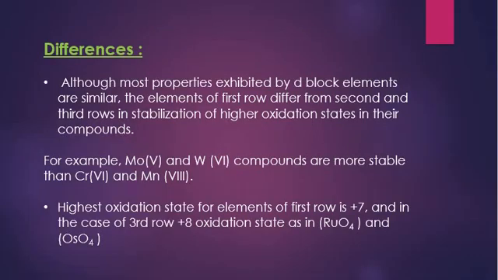If we are talking about their differences, most properties exhibited by the d-block elements are similar to the f-block also. The elements of the first row differ from the second and third rows in stabilization of higher oxidation states and their compounds. For example, molybdenum 5 and tungsten 6 compounds are more stable than chromium 6 and manganese 6. The higher oxidation state for the element in the first row is +7, and in the case of the third row it is +8, as in RuO4 and osmium tetroxide.